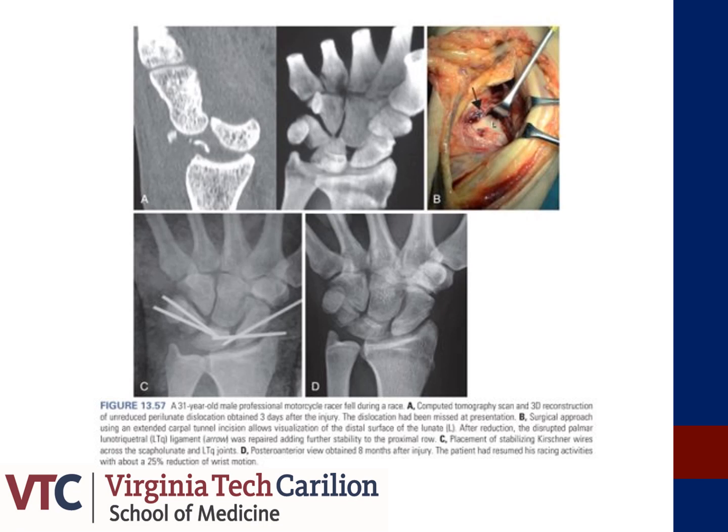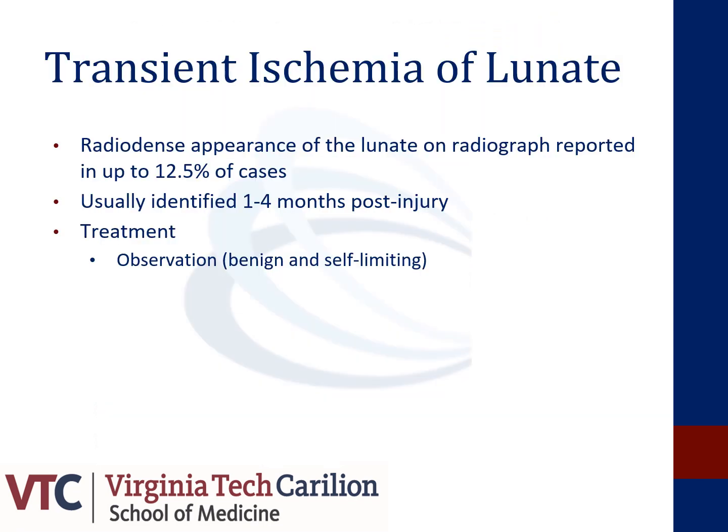The last thing we will briefly touch on is transient ischemia of the lunate that can occur after dislocation. This is a radiodense appearance of the lunate on X-ray that occurs in about 12.5% of cases. It's typically identified 1 to 4 months post-injury. It's important when you see this to not jump on that this is AVN. Transient ischemia of the lunate is a self-limiting and benign process, so we just observe these patients.